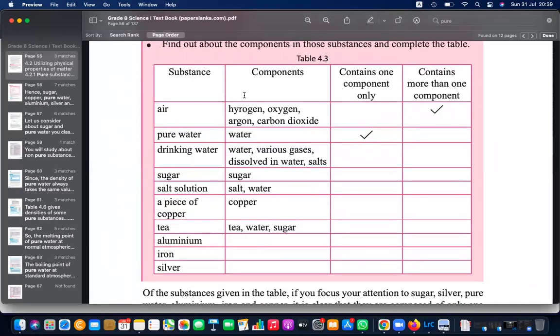Here you are given some examples. Since you cannot remember that, I'm revising. Pure water has only water, so it's only one component. But air has many components. Drinking water can have many components. Sugar has only sugar, but a salt solution will have salt and water both. A piece of copper will have copper only, but tea will have different components. Aluminium has aluminium only, iron has iron only, silver has silver only. So these are pure substances, right?